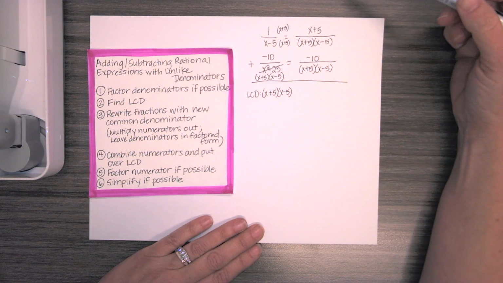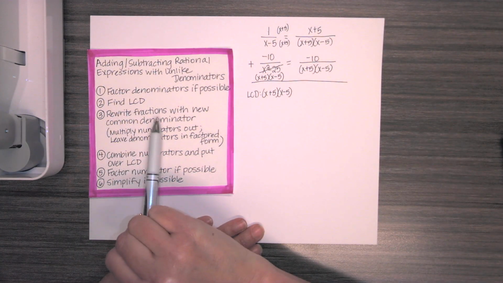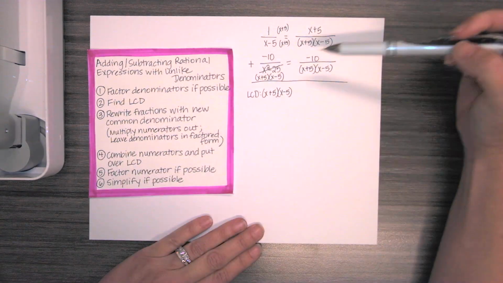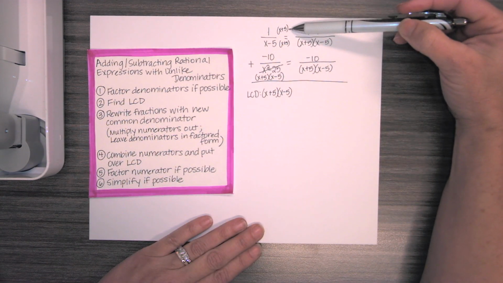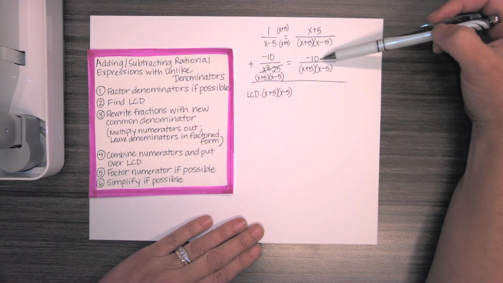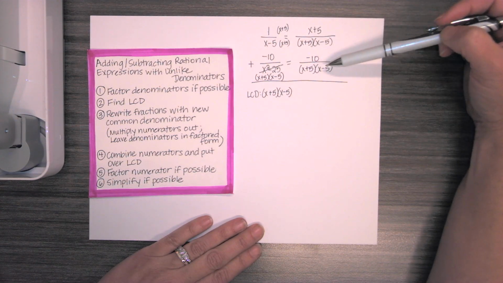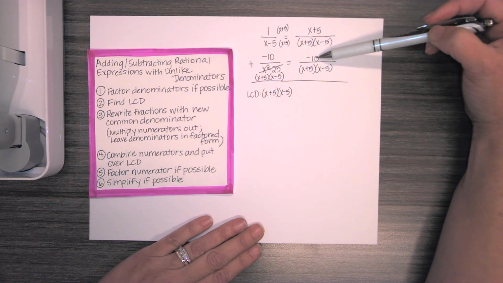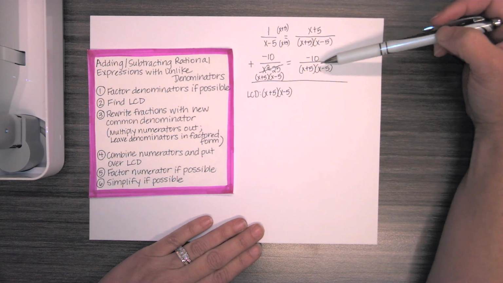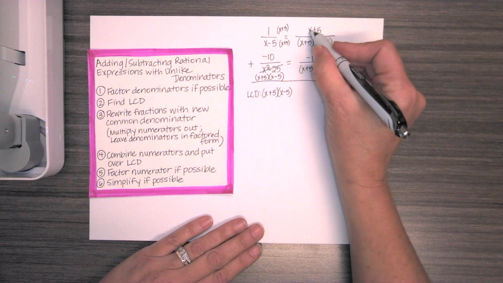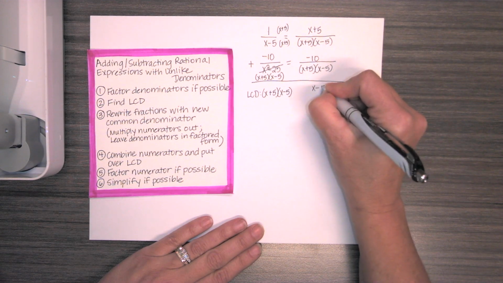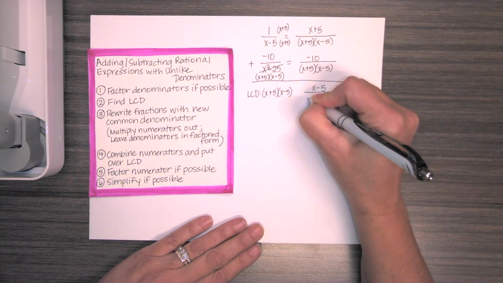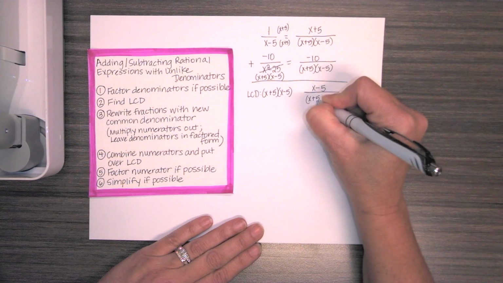All right. The next step, we did this one. Rewrite fractions with new common denominator. That's what we did here. We multiplied the numerator out, and we left the denominator in factored form. And now we're going to combine the numerators and put that over the LCD. So when we combine our numerators and we combine our like terms, we're going to come out with x minus 5 on the top over the common denominator.